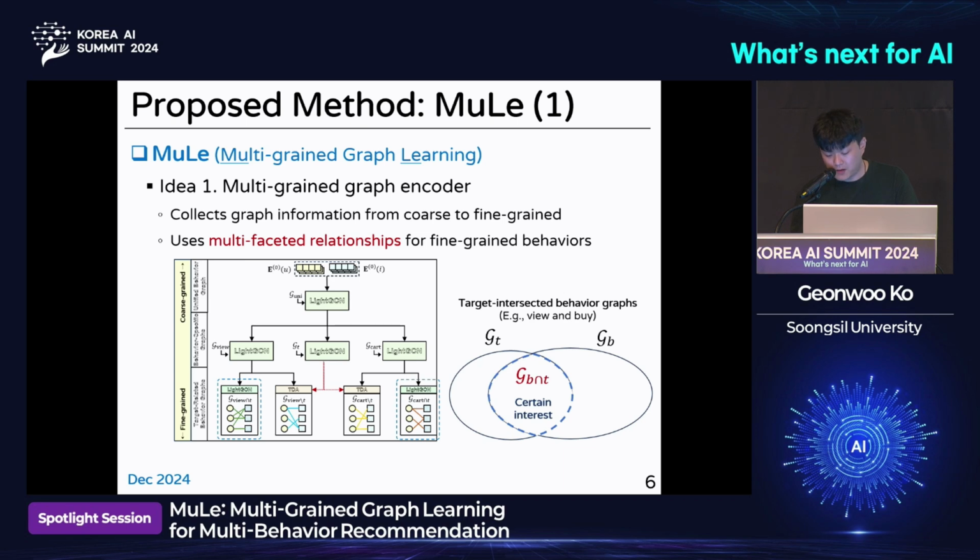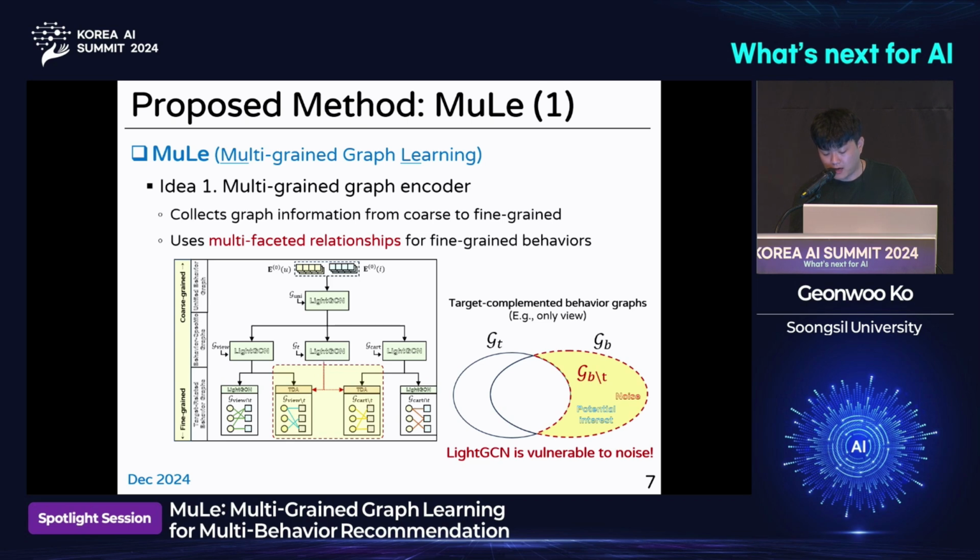In fine-grained behaviors, we learn the multifaceted relationship related to the target. Target-intersective behavior graphs consist of auxiliary behavior interactions that occur with the target behavior, such as view and buy. With this graph, the user's certain interest information is encoded by LightGCN. On the other hand, target-complemented behavior graphs consist of auxiliary interactions without the target, such as only view. These graphs contain both potential interest and noise, but LightGCN is vulnerable to noisy graphs. So it is necessary to devise a denoising method to find potential interest.